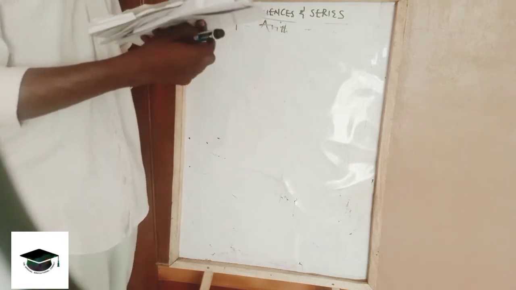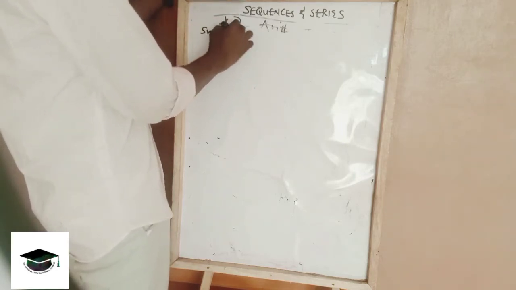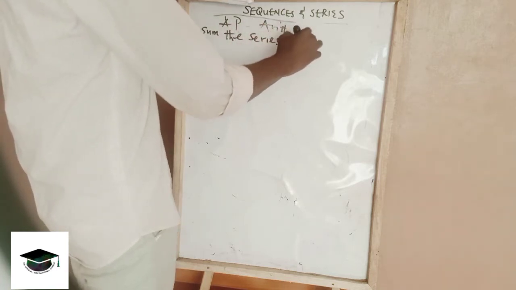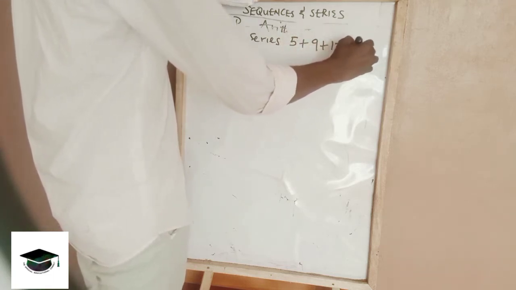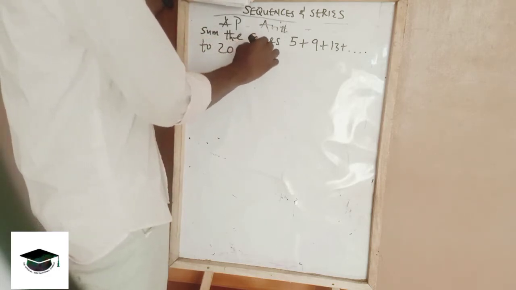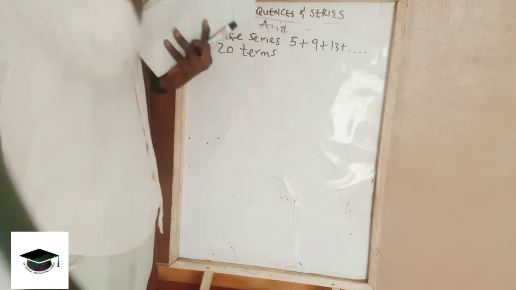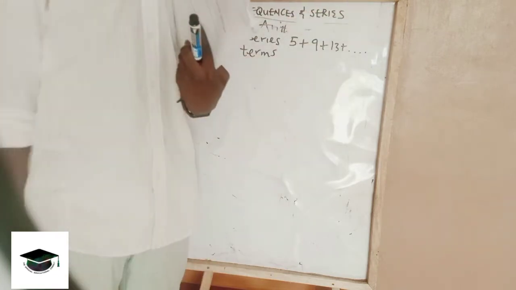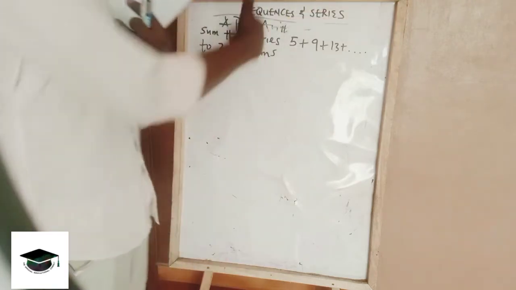It says sum the series 5 plus 9 plus 13 plus dash dash dash to 20 terms. Sum the series 5 plus 9. So you can see it's a series because plus signs are in between them. Assuming it's a sequence, it's going to be comma, comma, comma. So you might be asked in your exam that this kind of thing is arranged in a series. Do you get it now?